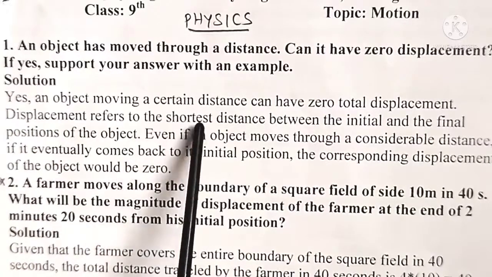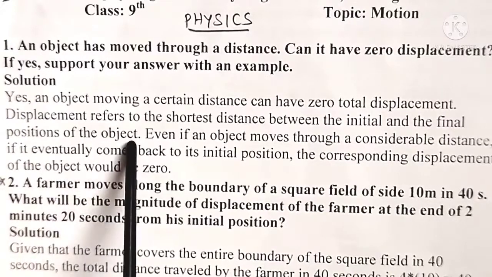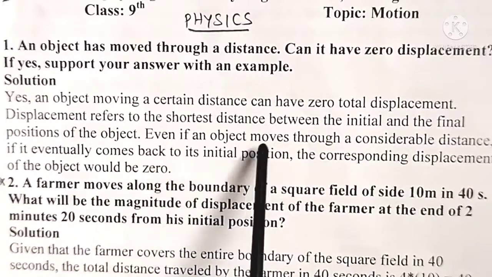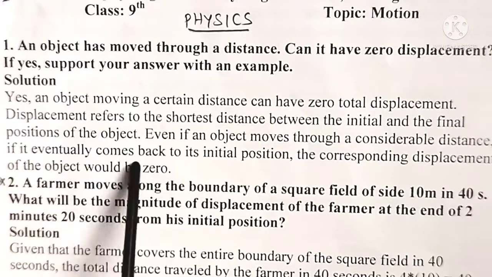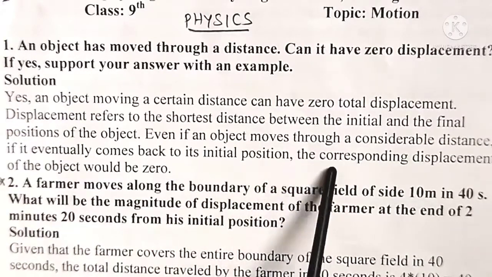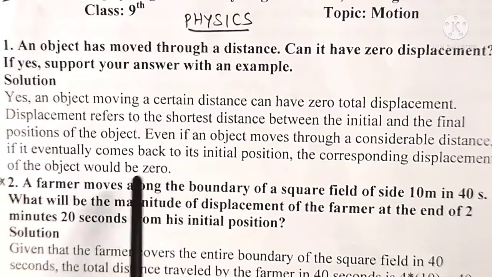Displacement refers to the shortest distance between the initial and the final position of the object. Even if an object moves through a considerable distance, if it eventually comes back to its initial position, the corresponding displacement of the object would be zero.